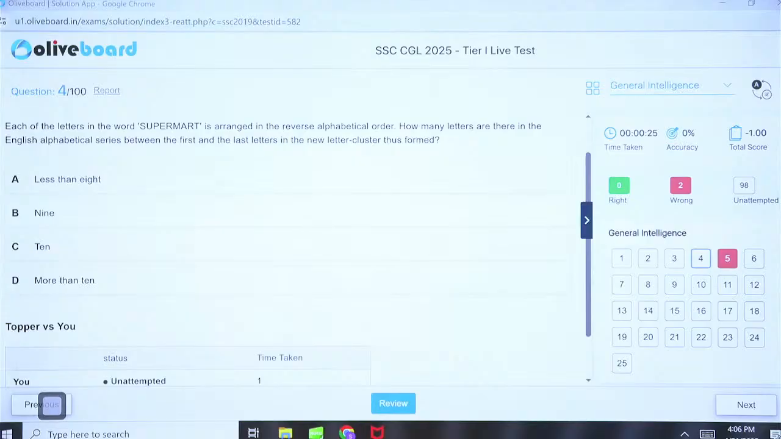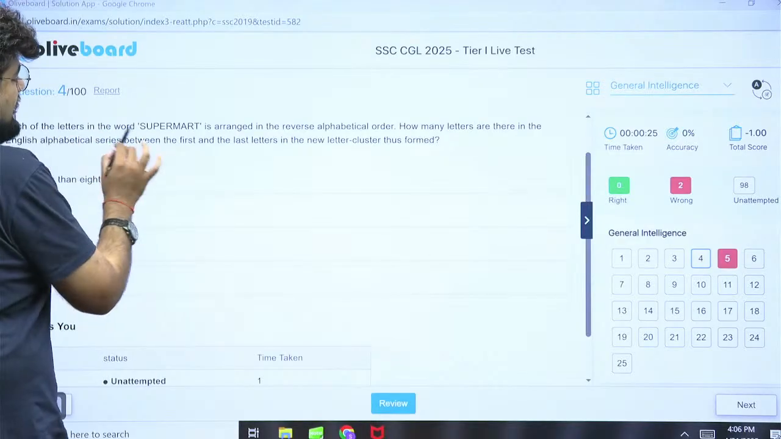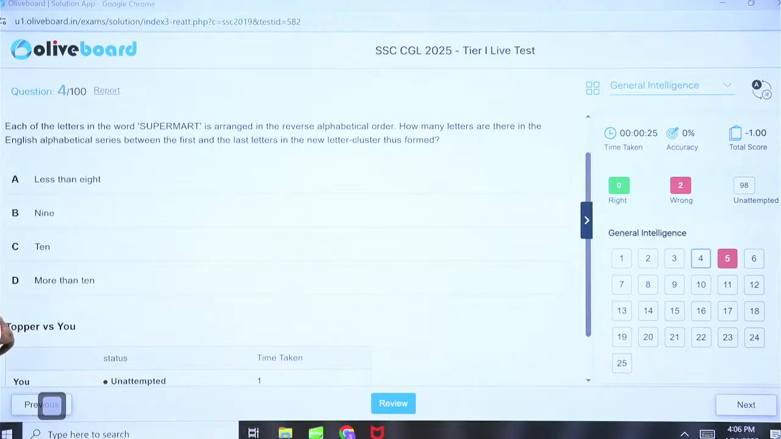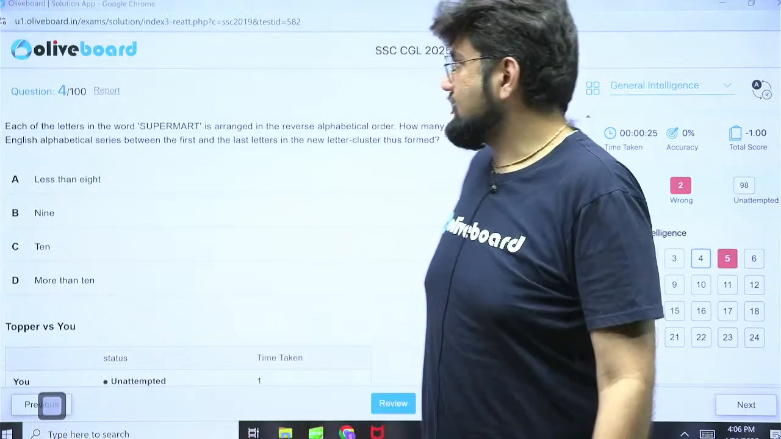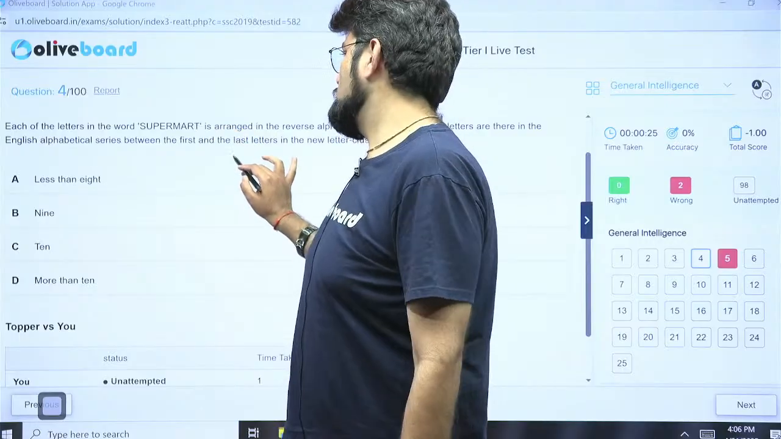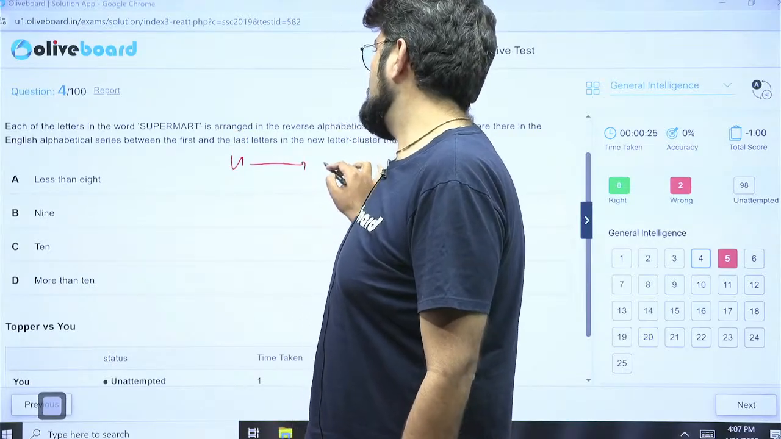Yeah, more than 8 is absolutely right. So they are asking you that the letters are arranged in the reverse alphabetical order. Okay, read the question first. If you read the question first, they are asking you that they are arranged in the reverse alphabetical order. So the highest one will come here and the lowest one will come in the end.